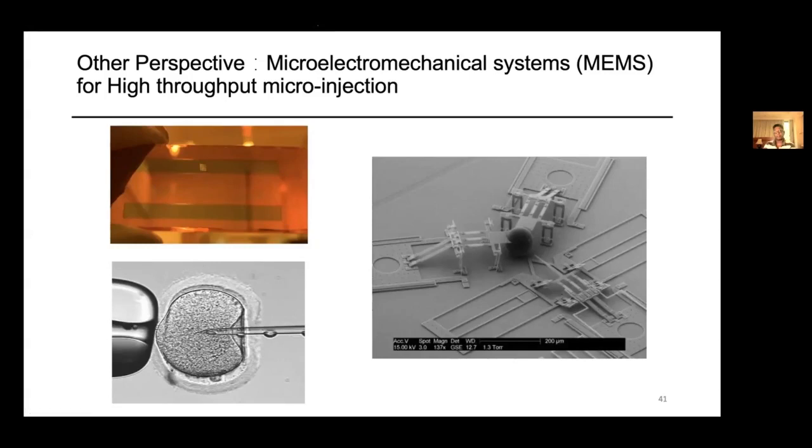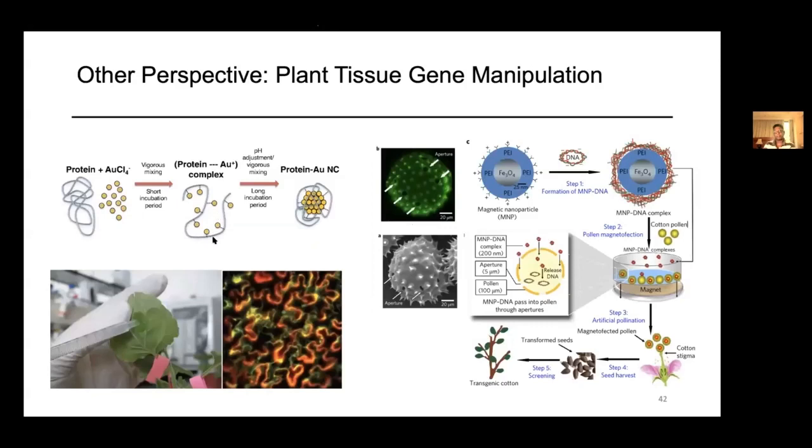Then the other important aspect I want to mention is using nanoparticles or other magnetic nanoparticles to do genetic engineering of plants. Right here we show that we are able to use nanoclusters to carry the antisense RNA and directly inject it into the plant tissue to downregulate gene expression in plants.